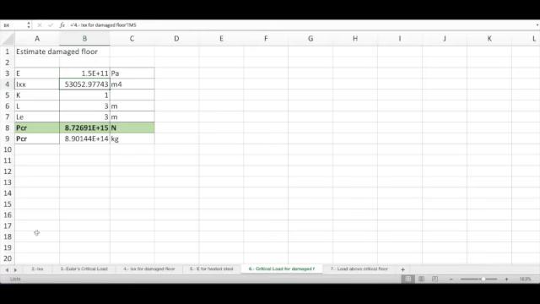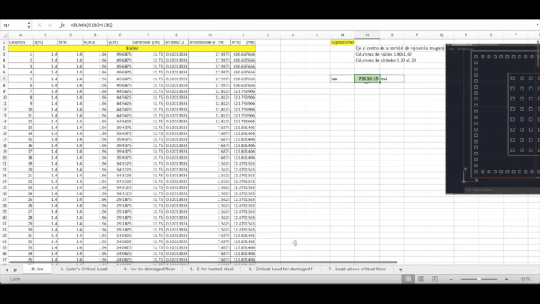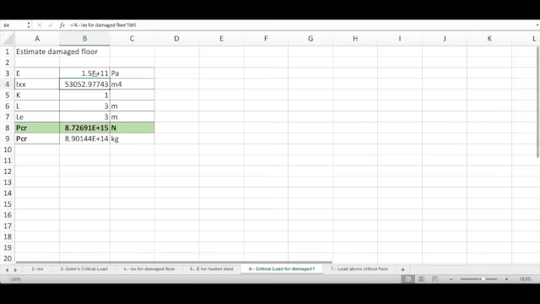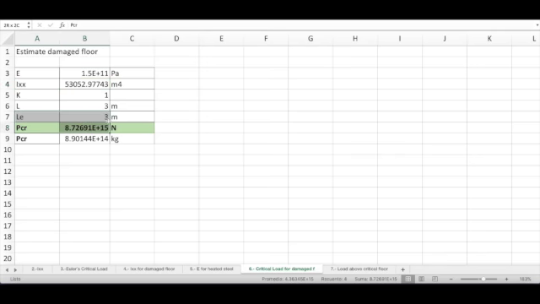6. Calculate the Euler's critical load for the damaged floor. In this part, we replace the inertia of a normal floor that we had calculated with that of the damaged floor, resulting in 8.73 times 10 to the 15.